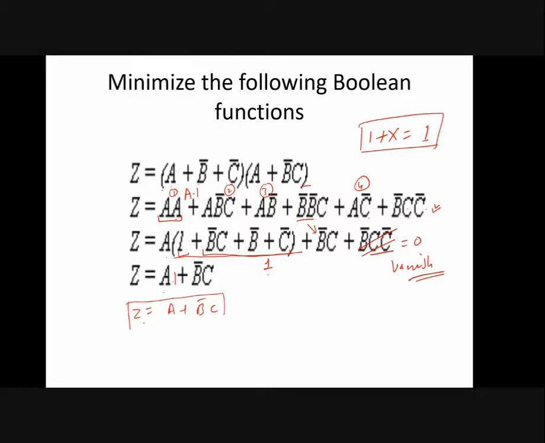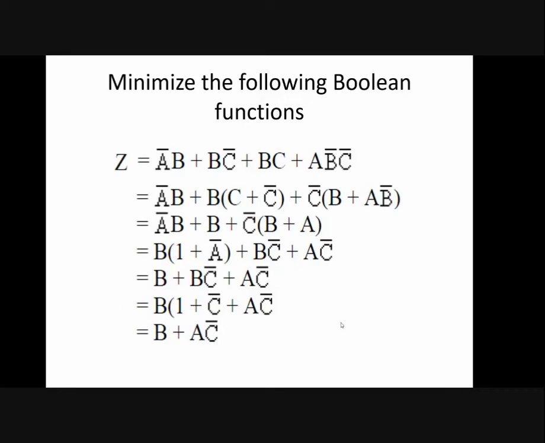Now, as you can see, this is the minimized equation. So we use Boolean algebra to reduce our equation to make our circuit less complicated and economical in nature. Now we have another example.